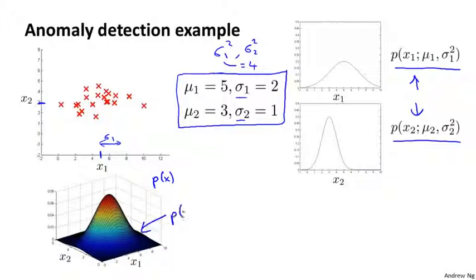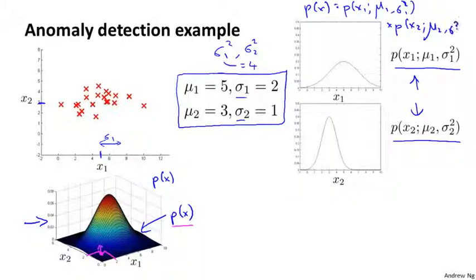So this is a plot of p of x, where the height of this surface is a particular point. So given particular x1, x2 values, if x1 equals 2, x2 equals 2, that's this point, and the height of this 3D surface here, that's p of x. So p of x is the height of this plot. This is literally just p of x1 parameterized by mu1 sigma squared 1 times p of x2 parameterized by mu2 sigma squared 2. So this is how we fit the parameters to this data.